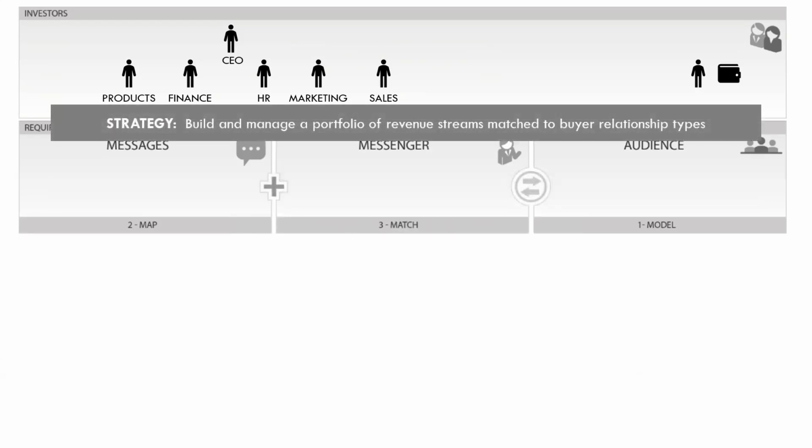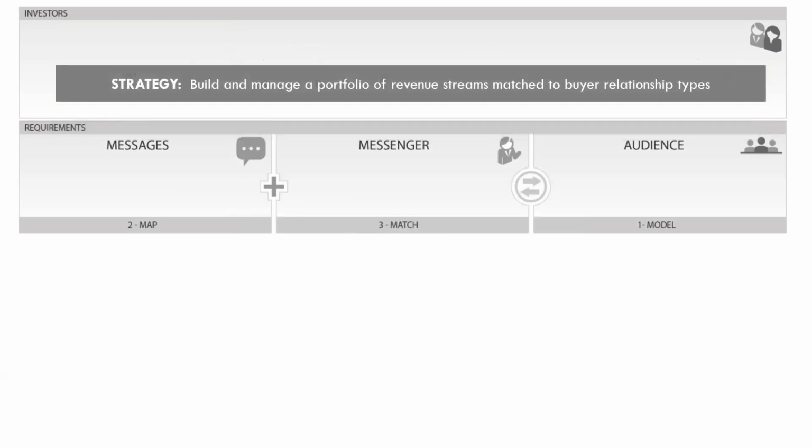So the strategy that we ultimately have is we want to build and manage a portfolio of revenue streams that are matched to buyer relationship types. So that's our strategy up there. We don't need to deal with any of those stakeholders anymore. How you actually go about doing it is a different issue. But as an individual salesperson, you need to be aware of those competing goals. Or as a marketer, you need to be aware of those competing goals because ultimately you're going to be involved in this system somehow.